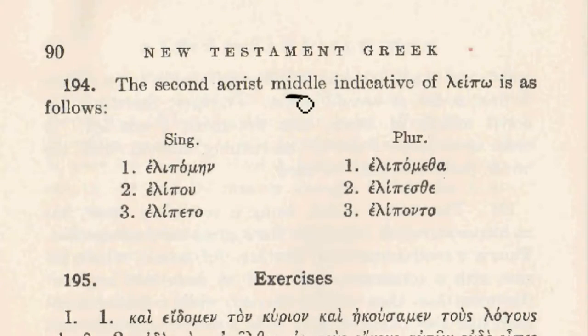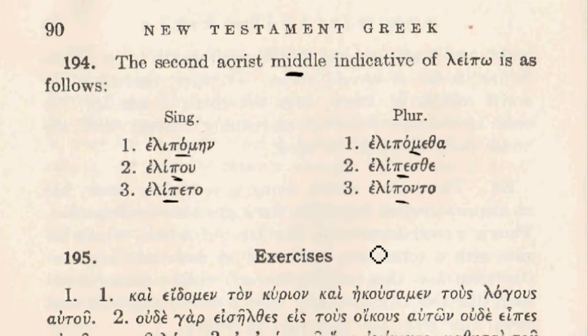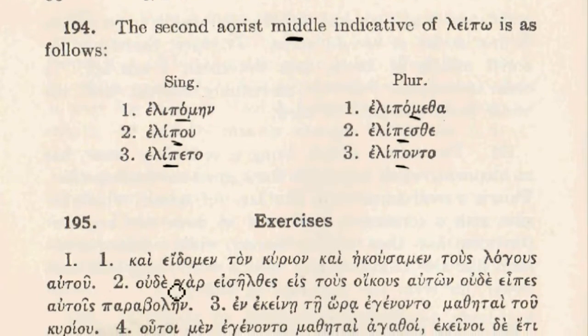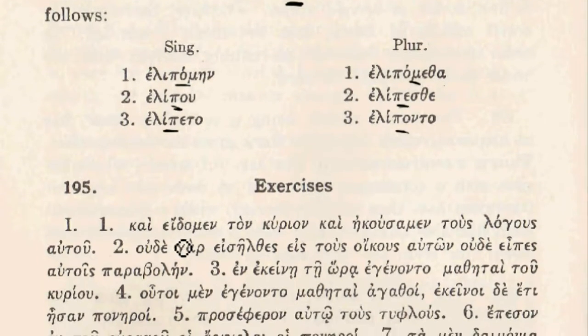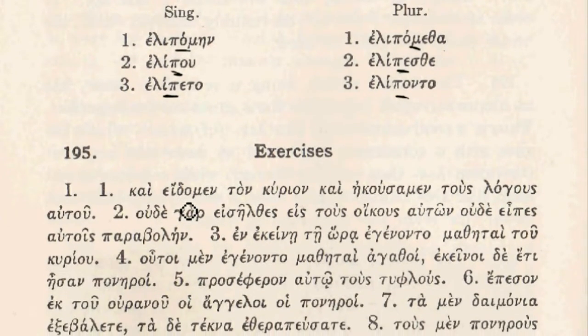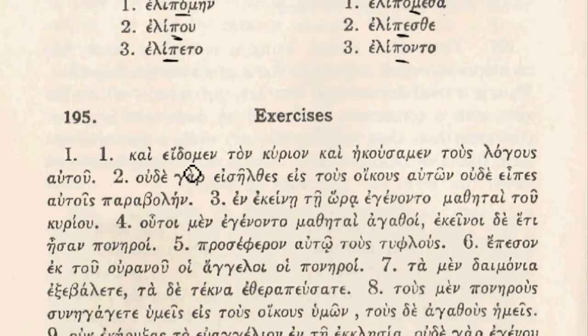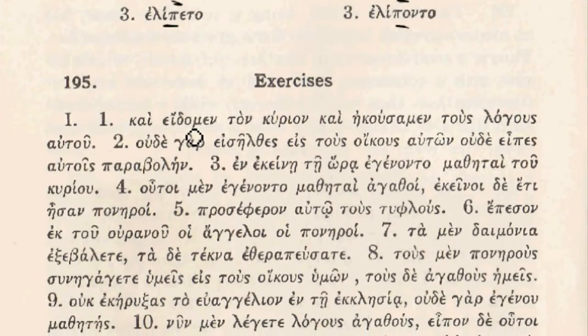In the second aorist middle, again, these are the same endings we learned in the imperfect middle. So it's elipomen, elipou, elipeto, elipometha, elipesthe, elipонto. So once again, no big surprises there. And that should be fairly easy to master, given that you've already learned those endings. With that, let's go ahead and take a look at the exercises, and then I'll turn you loose to go through the rest of them. And we'll meet back again in our 16th chapter, but let's look at the exercises first.